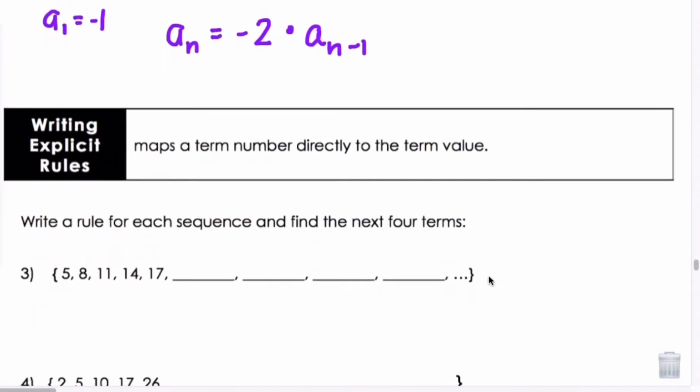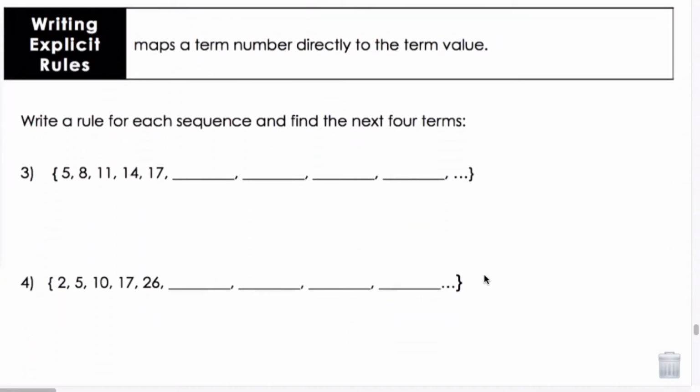If we're trying to write an explicit rule, it's going to be different, right? We're basing it on, it maps a term number directly to the term value, okay? So term number to the term value. So write a rule for each sequence and find the next 4 terms. This is a little bit trickier. So I like to number the terms because we're relating it, so I like to know what each term is, well, before I find it, okay? So I do that first just to help me sort things out.